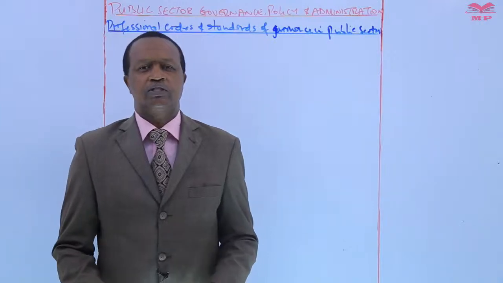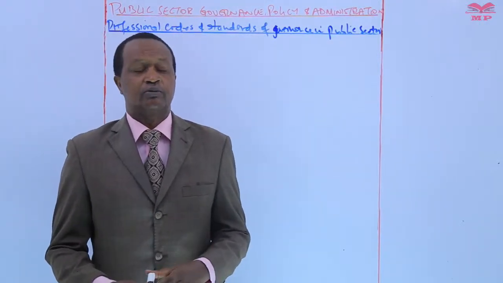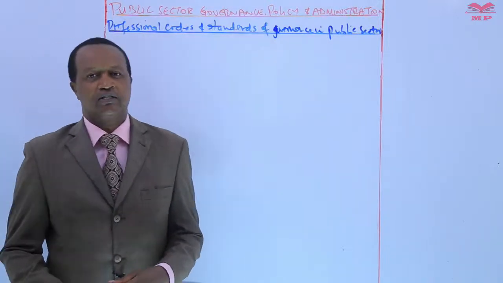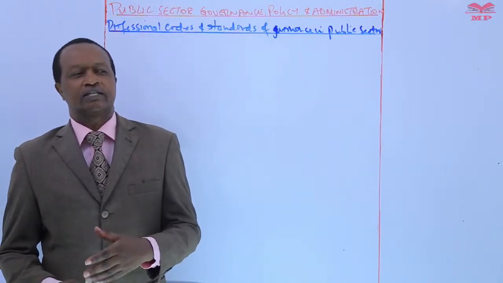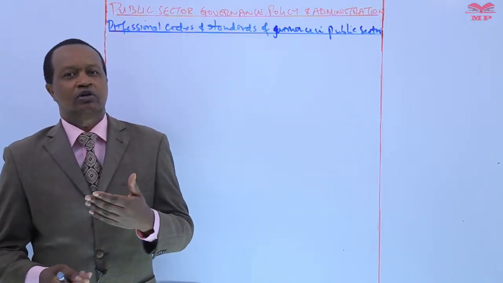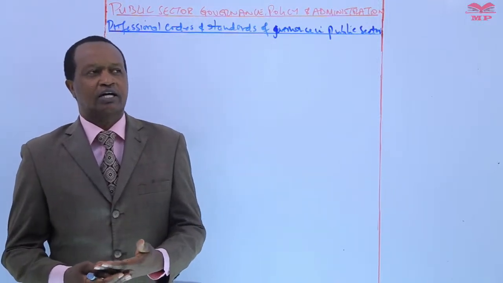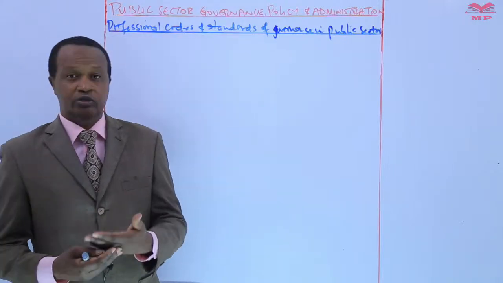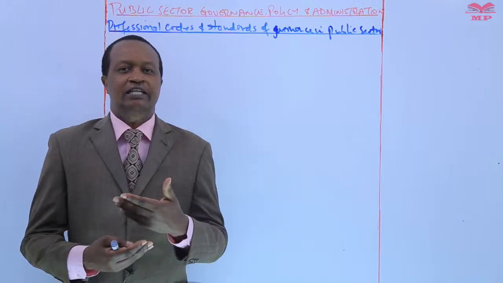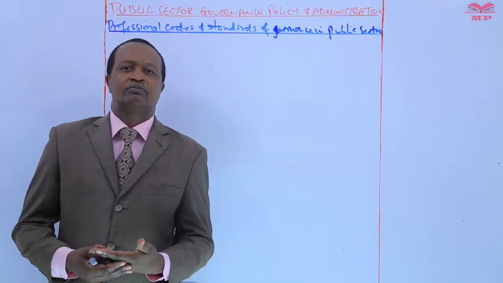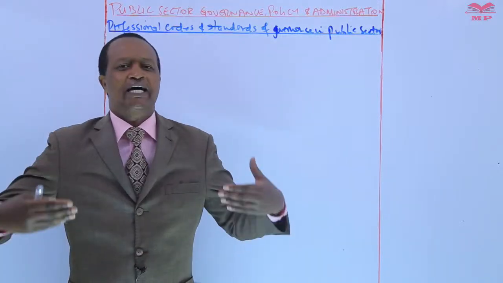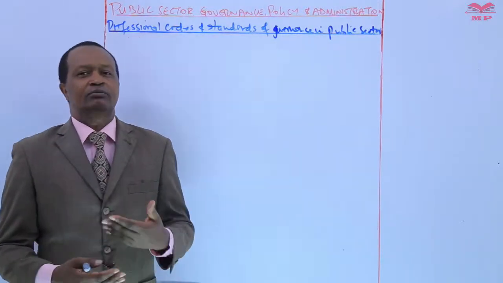Greetings and welcome to the lesson. Today we are going to discuss professional codes and standards of governance in the public sector. Now, these codes and standards are essential for ensuring ethical conduct, accountability, transparency, and effective service delivery. The codes and standards provide a framework for public servants to uphold the highest levels of integrity and professionalism in their duties.